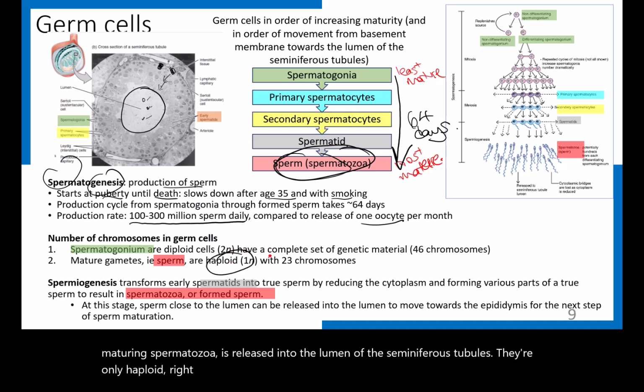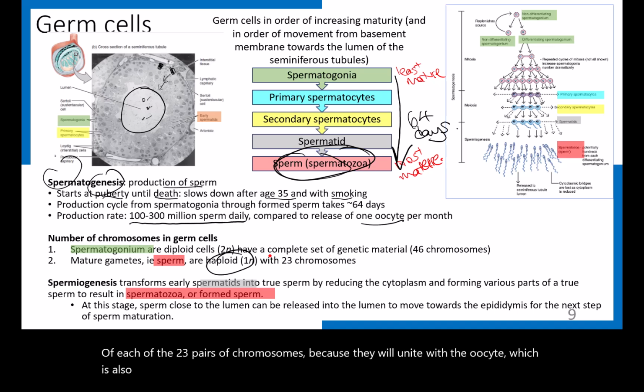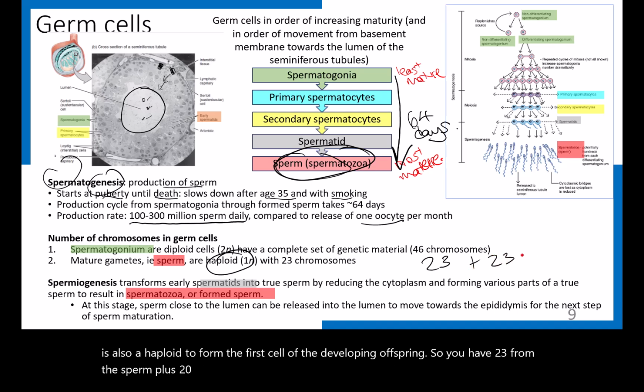They only have one of each of the 23 pairs of chromosomes because they will unite with the oocyte, which is also haploid, to form the first cell of the developing offspring. So you have 23 from the sperm plus 23 from the oocyte to make a diploid offspring.